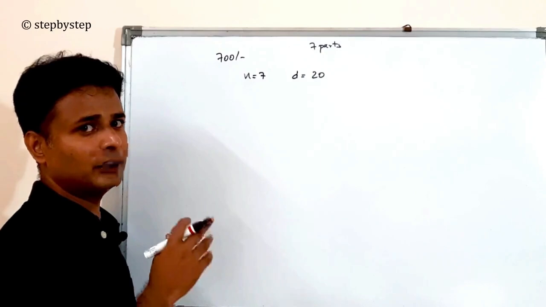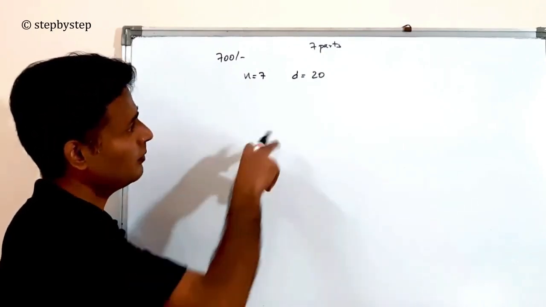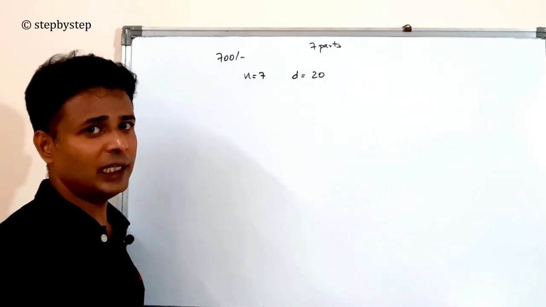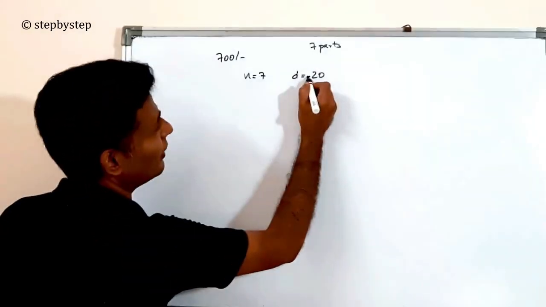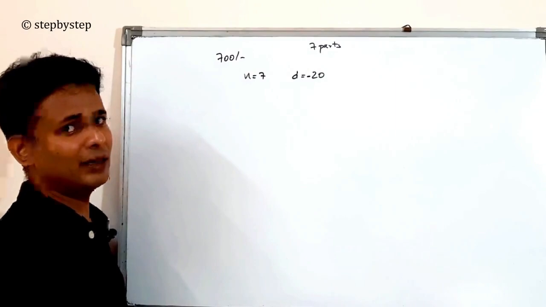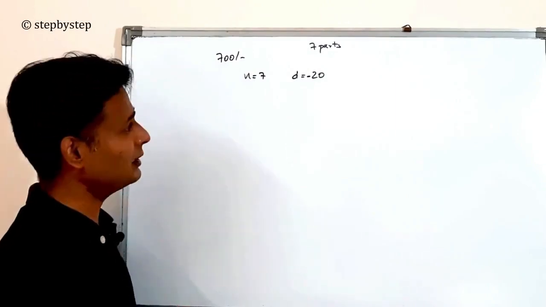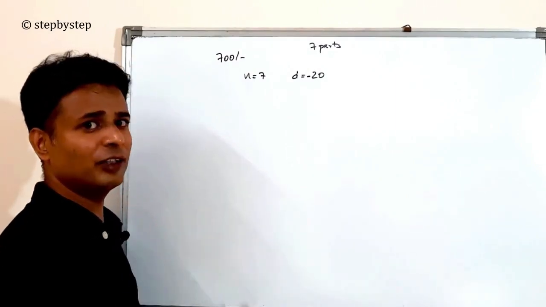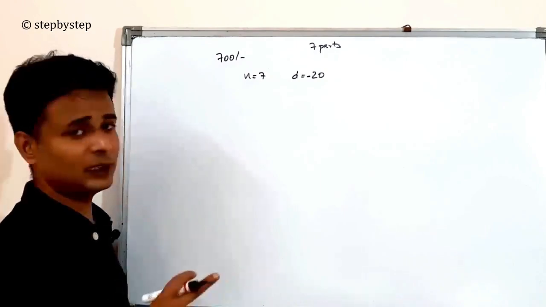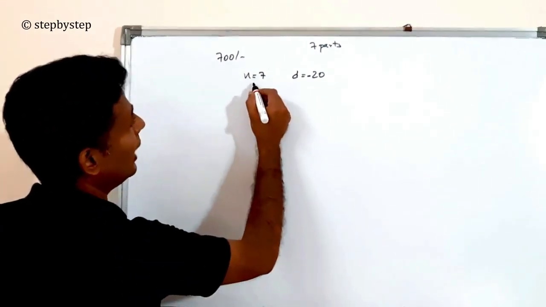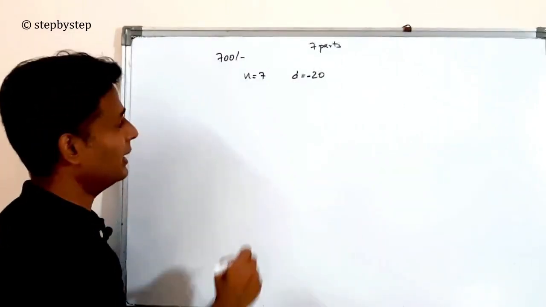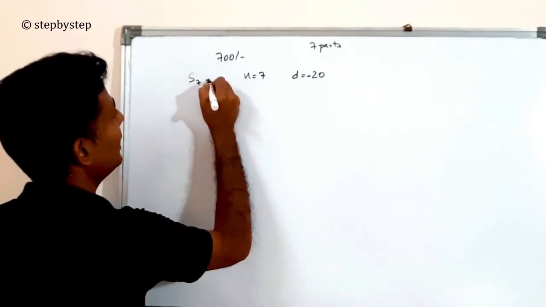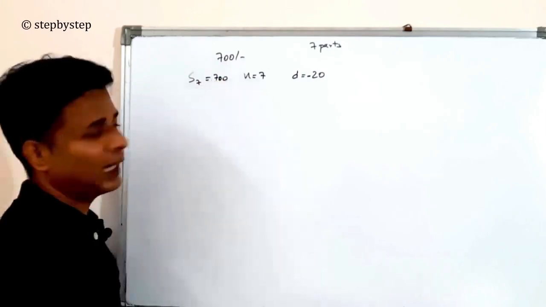If you consider the 7th prize as the first term, D will be plus 20. Either way you will get the correct answer. But we'll take D as minus 20 because in the question they have said that each prize is 20 rupees less than the preceding prize. So we'll take the first prize as the first term. Now we know N, we know D, and 700 is the total amount of the prizes. So S of 7 is 700.